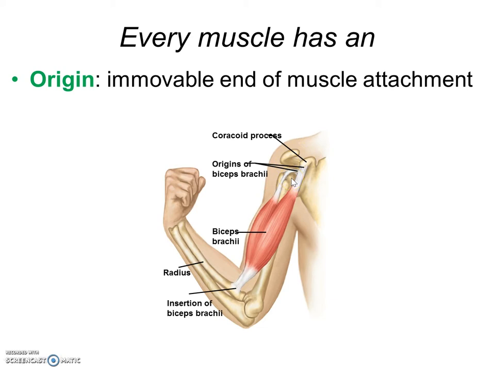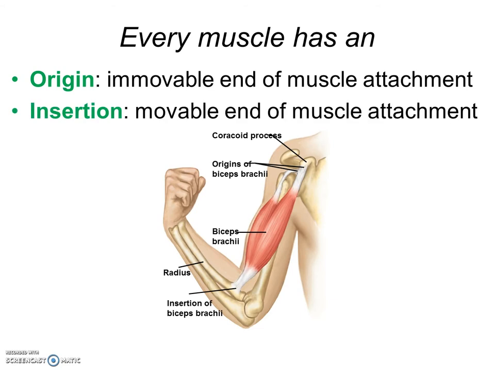Now if you were to flex your biceps, take a look and see what's moving. Is your scapula moving at all? No. Again, because the scapula is the origin. It's the immovable end of the muscle attachment. Whereas the insertion of your biceps is down here on the radius. And again, this is the bone that will move. So if you flex your biceps again, notice your radius is moving.